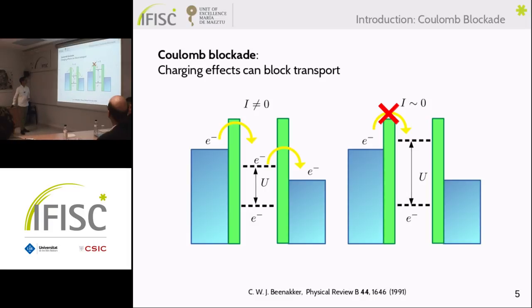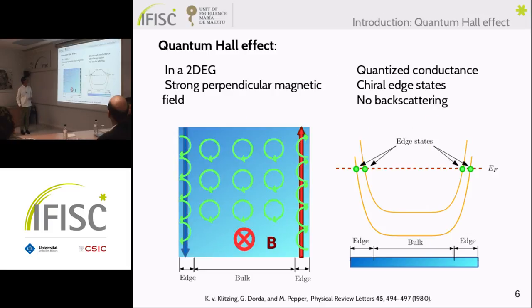Another very important effect that we use in our thesis is the quantum Hall effect, which is caused in a two-dimensional electron gas with a very strong perpendicular magnetic field. And in this case, what happens is that the electrons in the bulk have orbits that make them insulating, but still you can have transport through the edges of this sample. And what happens here is that the transport through the edges is chiral, because it transports in one direction through one edge and the opposite direction in the other edge.